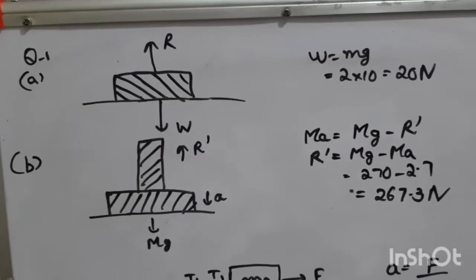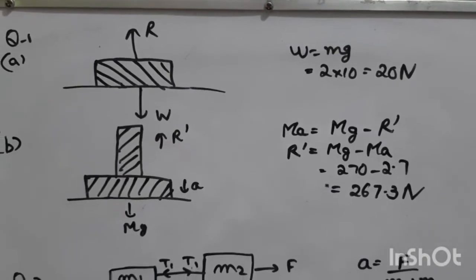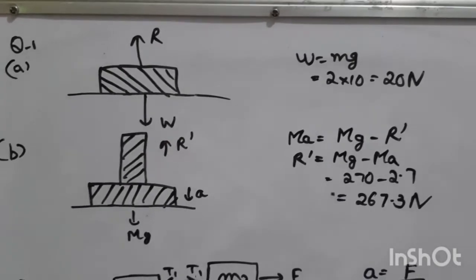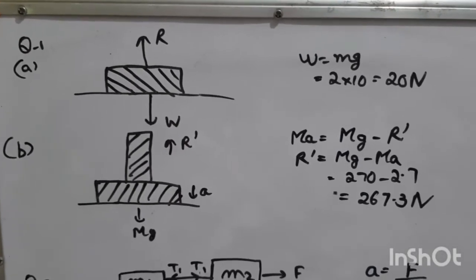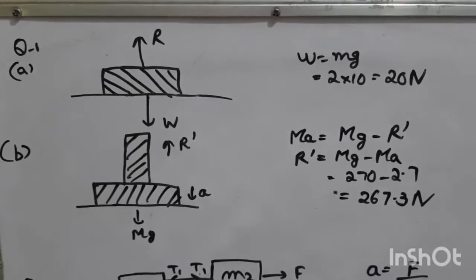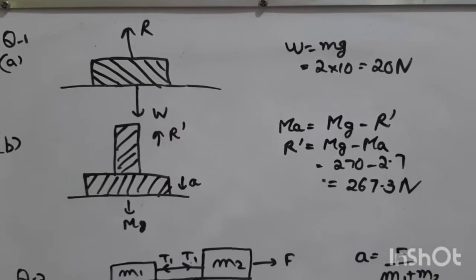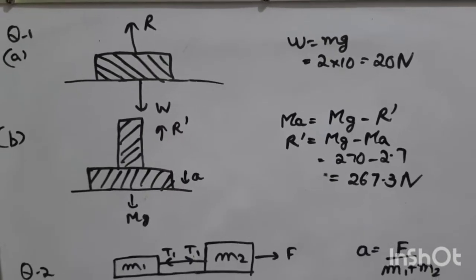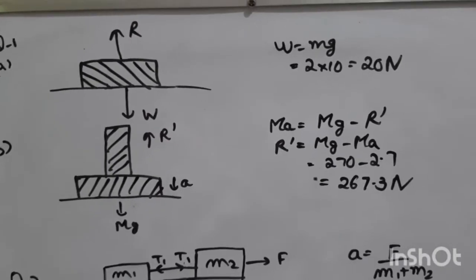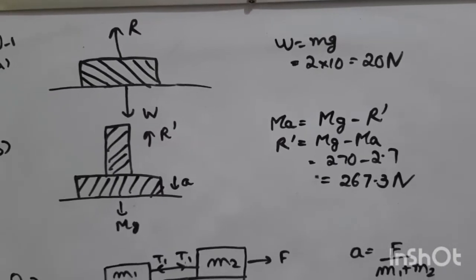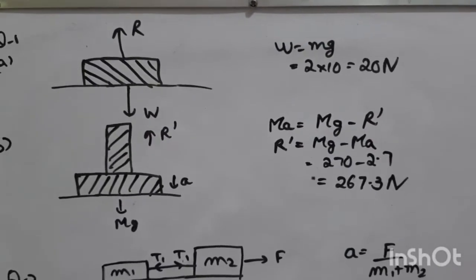So what is the situation here? A block is placed on a soft floor, and when we place the iron cylinder on the block, the cylinder moves down the soft floor with an acceleration of 0.1 meter per second square. We have to find the action of the block on the floor before and after placing the cylinder. So the first part is when we have not placed the cylinder.